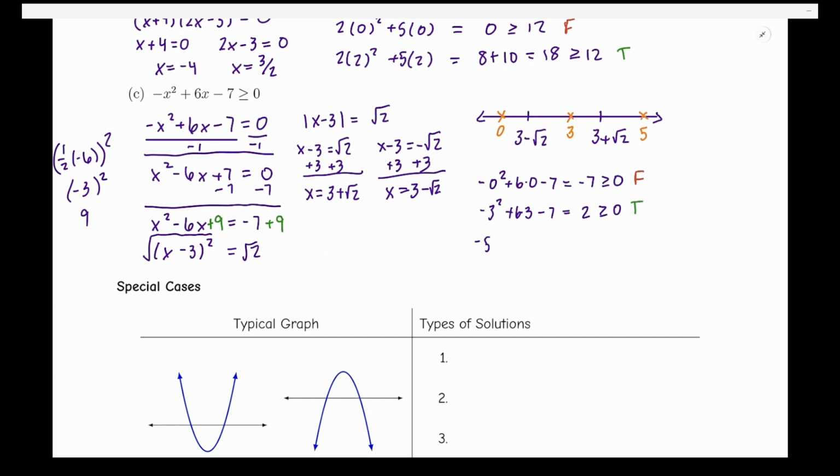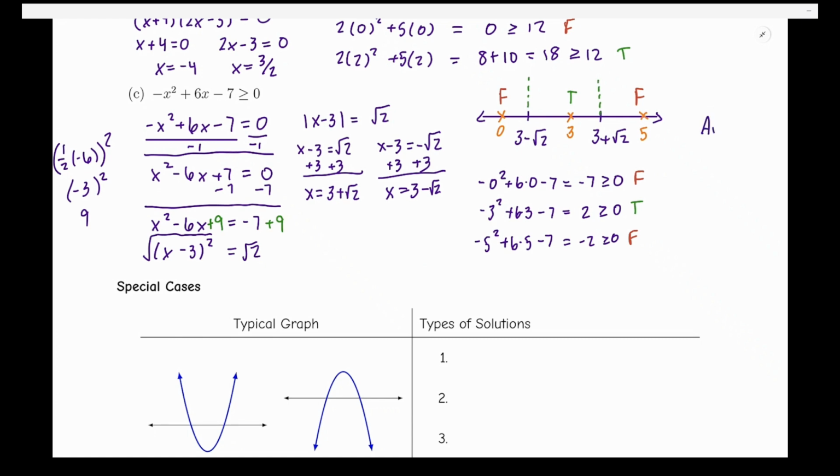And then negative 5 squared plus 6 times 5 minus 7. That is equal to negative 2. Is that greater than or equal to 0? False. So we get false, true, false. Oh, I forgot to draw the dashed lines. Again, that's just for a visual thing. It's not really required, though.